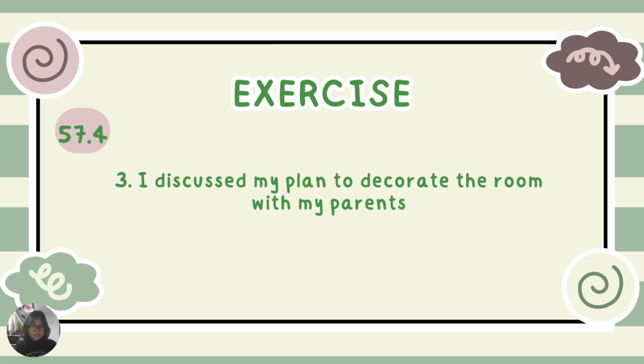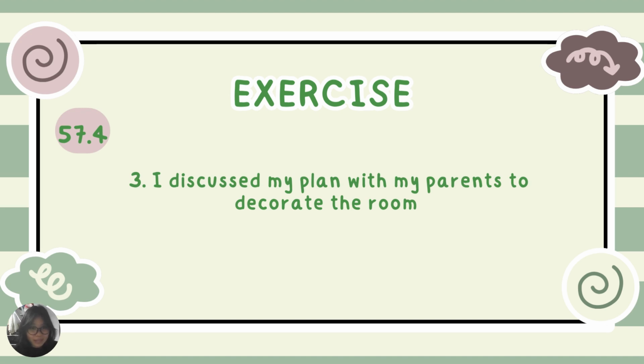In the last sentence, I discussed my plan to decorate the room with my parents. The ambiguity here is that readers want to know who you discussed with. The person you discussed with is your parents. So you need to write like this to avoid ambiguity: I discussed my plan with my parents to decorate the room.